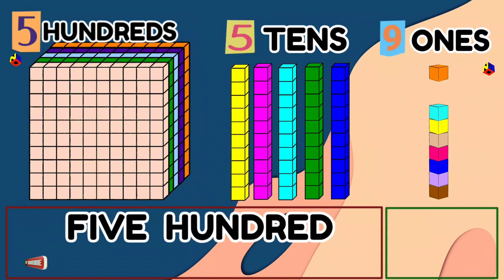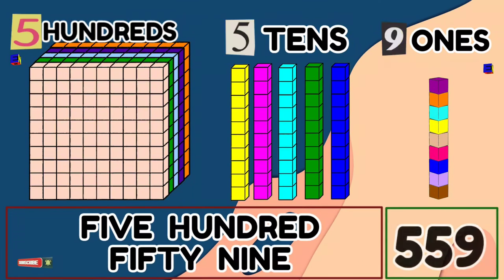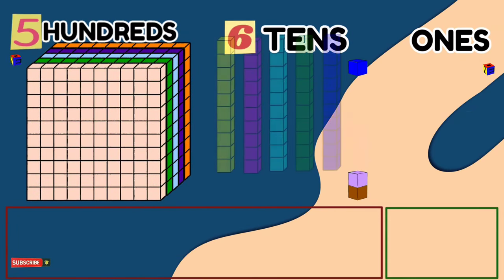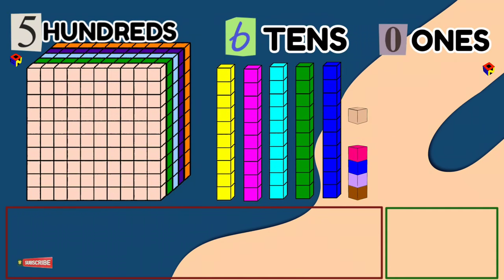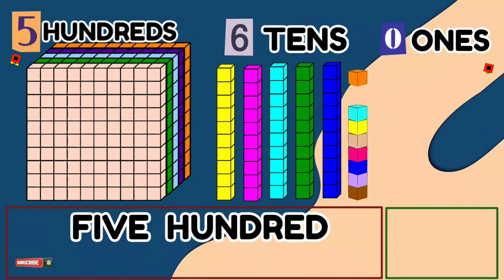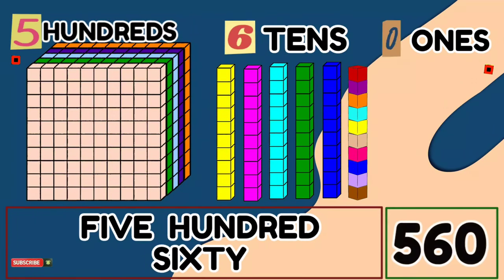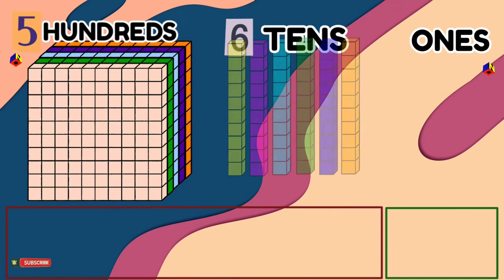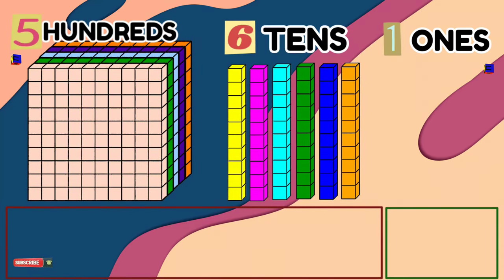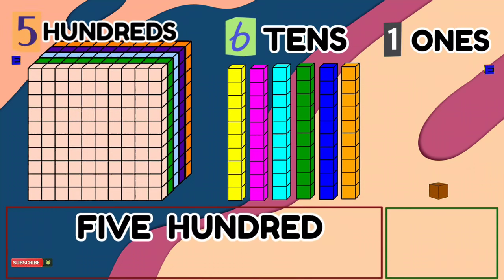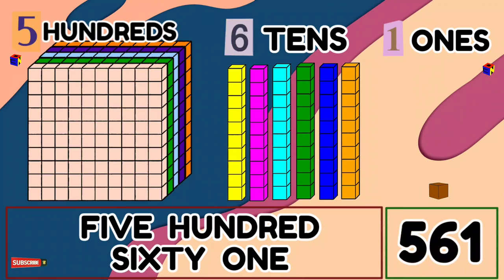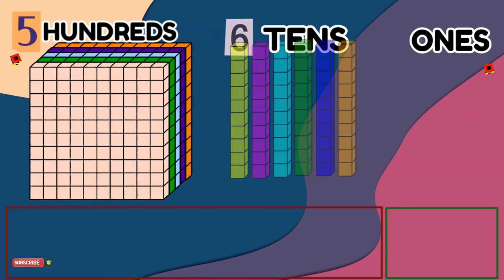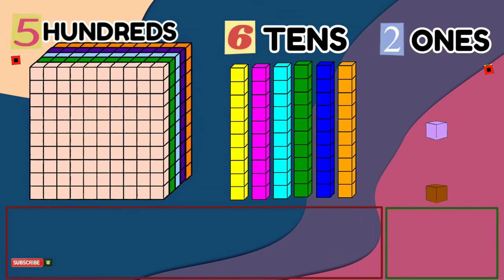559. 5 hundreds, 6 tens, and 0 ones is 560. 560. 5 hundreds, 6 tens, and 1 one is 561. 561. 5 hundreds, 6 tens, and 2 ones is 562.